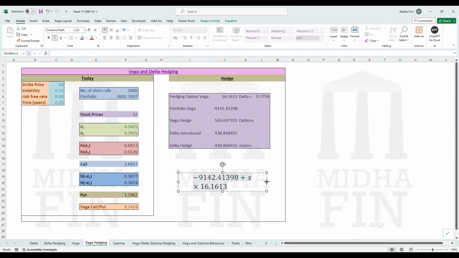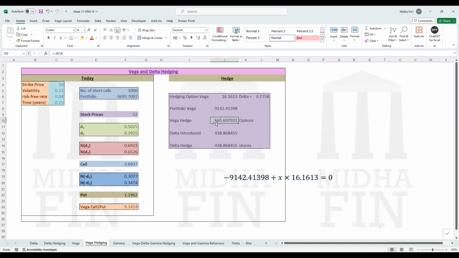Now, when I add this position into my portfolio, my net position is 0 Vega. It's a linear equation in a single variable. I can easily solve it. And when I solve it, I get the number 565.69. So let's say approximately it is 566. Now since it's a positive number, that means I need to go long in 566 units of the hedging option.